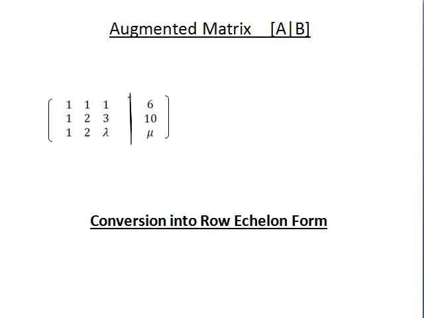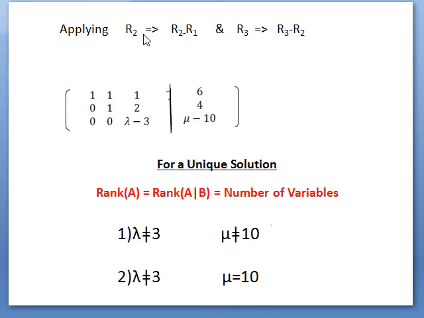So with the help of this a11 element, we will make this element 0. And these two elements are common to both R2 and R3, that is 1 and 2, 1 and 2. So we will apply the row transformations as R2 equal to R2 minus R1 and R3 is equal to R3 minus R2. So we have got this, that is 1 1 1, 0 1 2, 0 0 lambda minus 3.